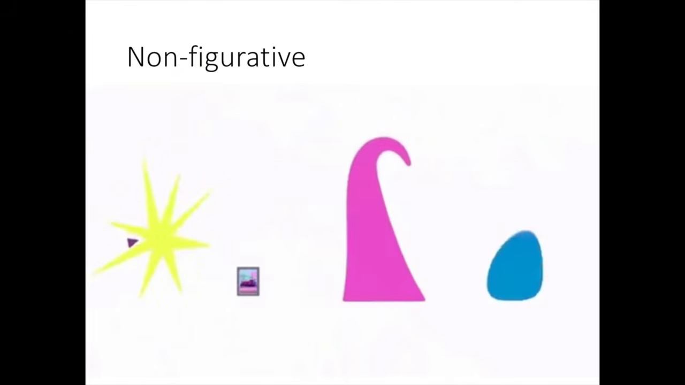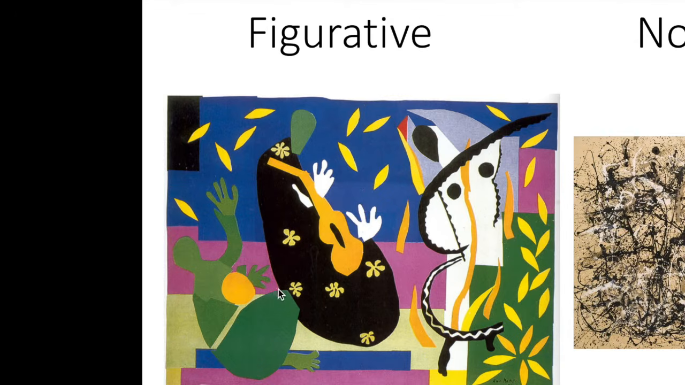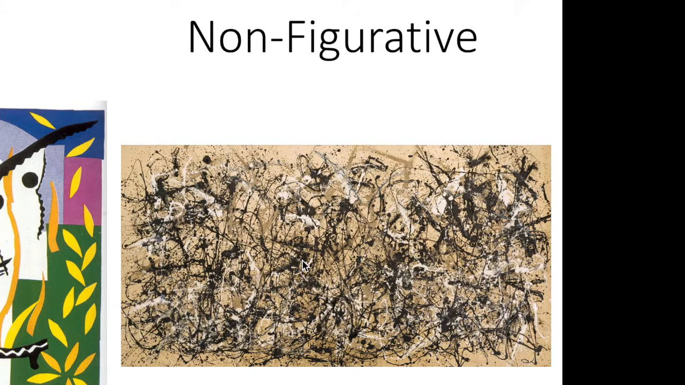So non-figurative, you can see they no longer look like the people that they were before. They're just abstract shapes. I have two abstract paintings up here. The one on the left is figurative abstract, as in there are people in there. This is called The Wedding Party, so you can see there's the bride, she's dancing, there's her feet, there's a guy playing guitar, there's another guy over here playing a drum, and this is non-figurative.